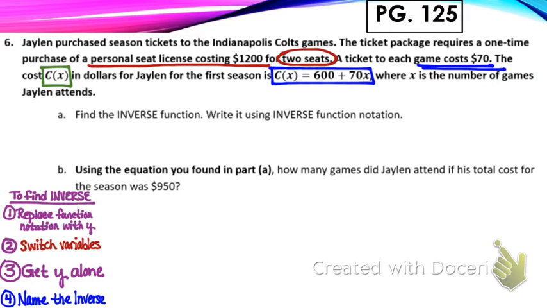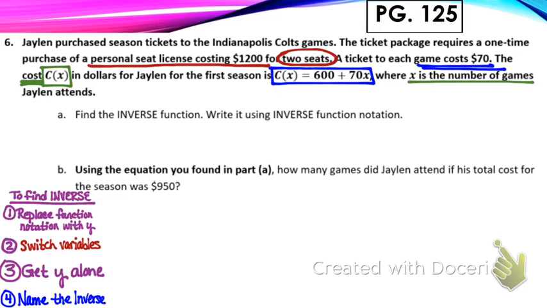Are they using function notation in this problem? Yes. What is our function notation? C of X. What does the C part of it mean? Not Colts. Cost. What does the X mean? It is my input. What is it measuring? Read the problem. Number of games.